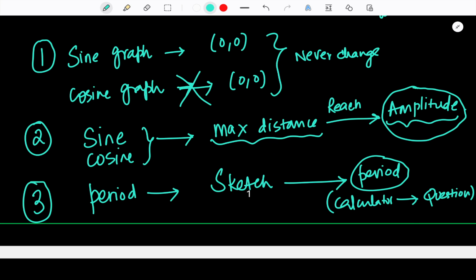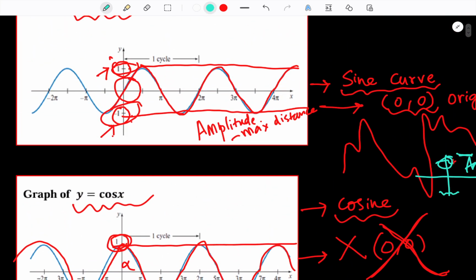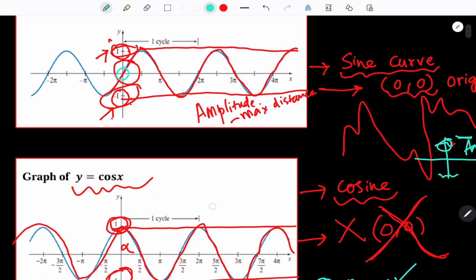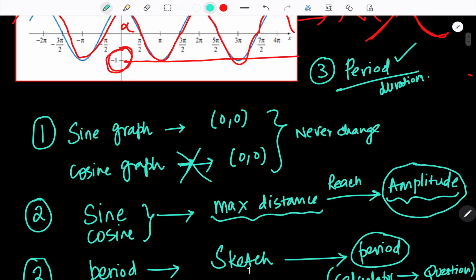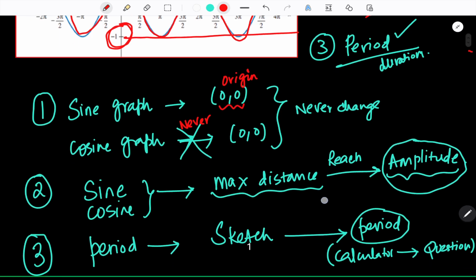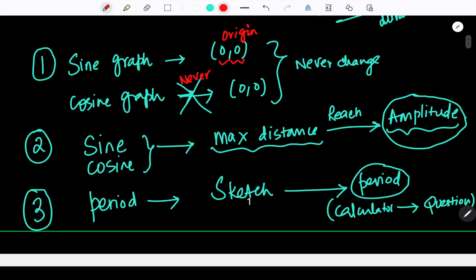What do you mean by passes curve 0, 0? This is your point 0, 0. Cosine curve never passes through 0, 0. So in English, 0, 0 we call it as what? Origin. Right? Yes.